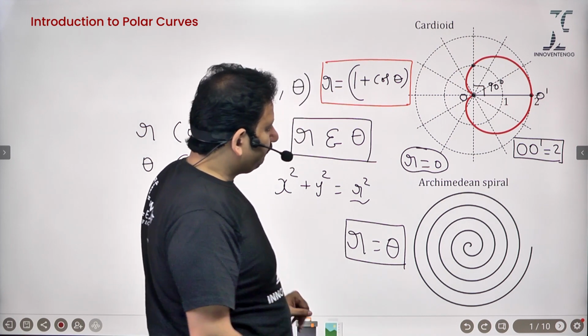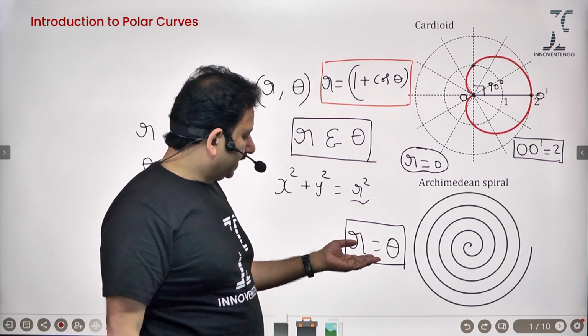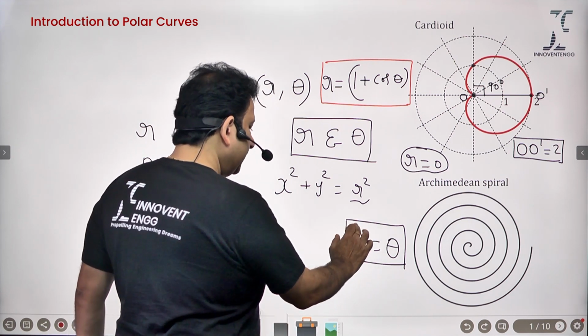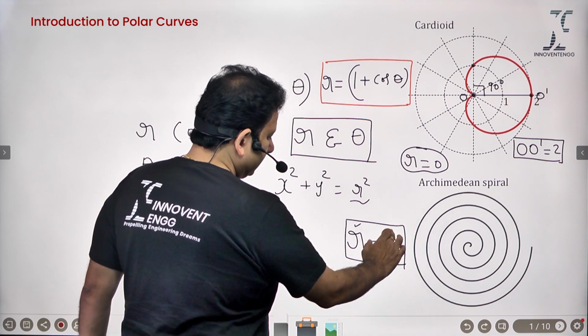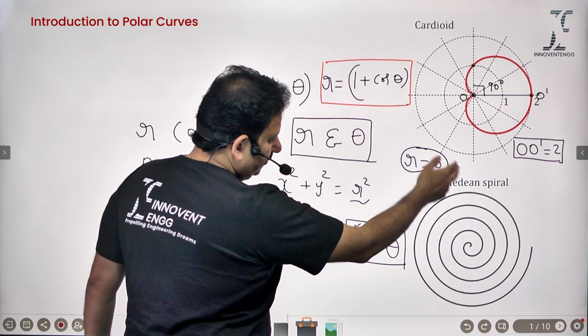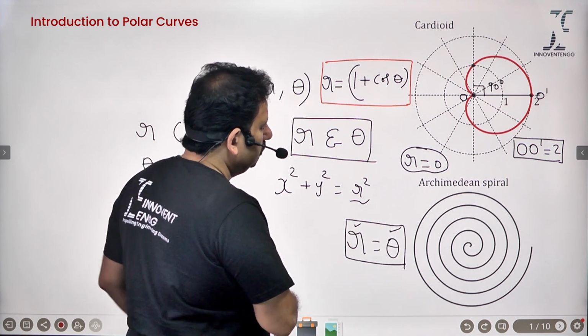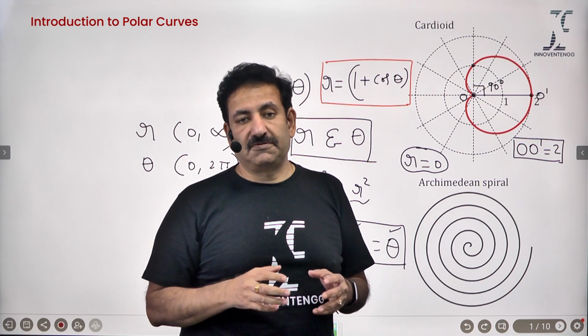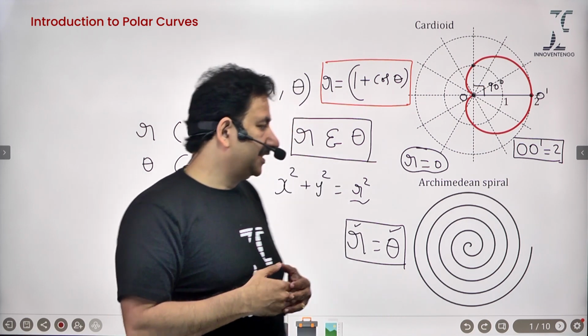And also, you can interpret the Archimedean spiral, because at any point, whatever is the angle, the radius is proportional to that. So that is where you actually get the circles. So these are the two curves. Of course, we are going to deal with many curves in the forthcoming discussions.